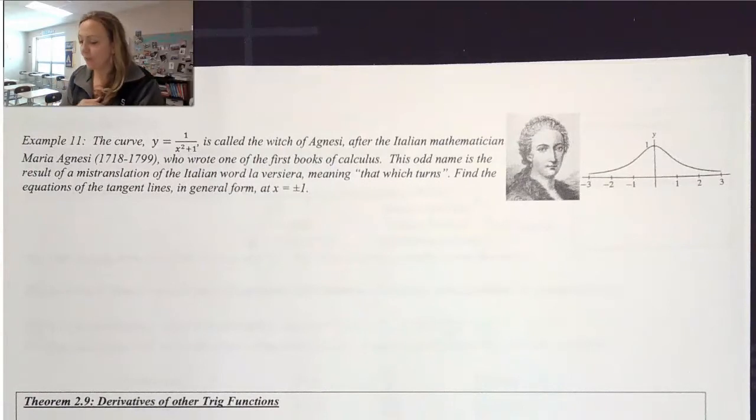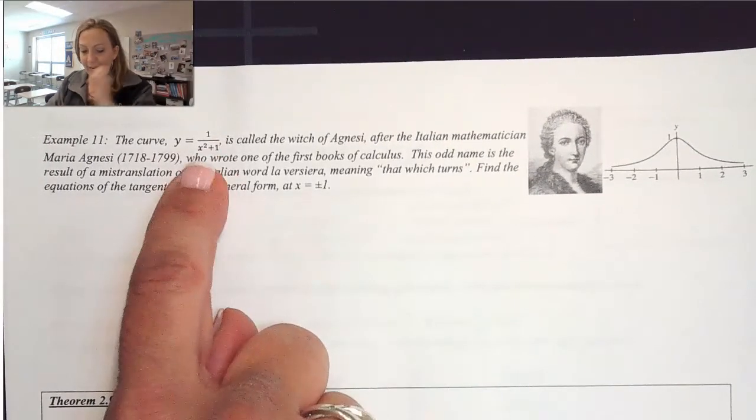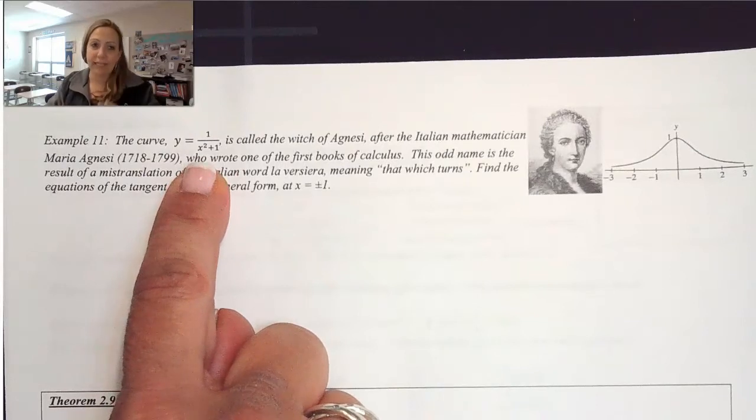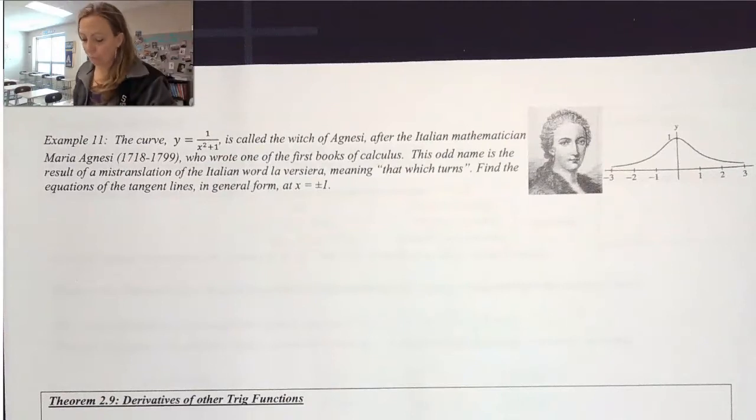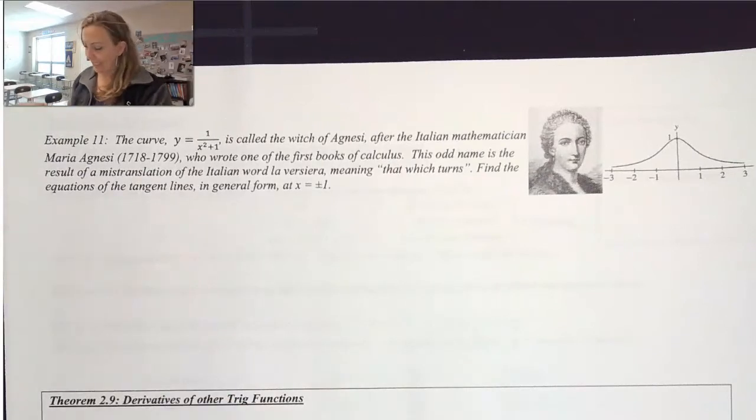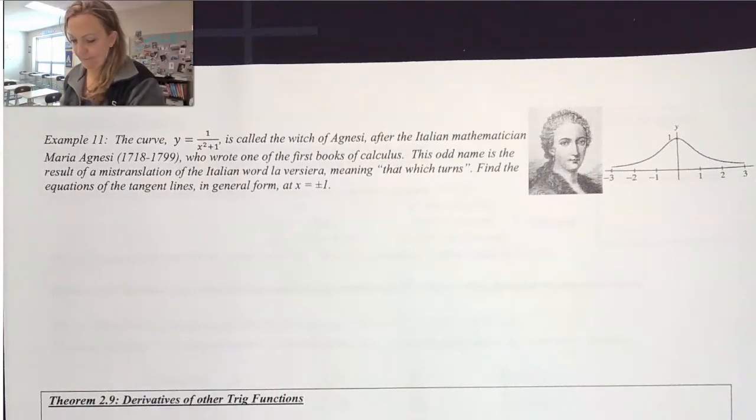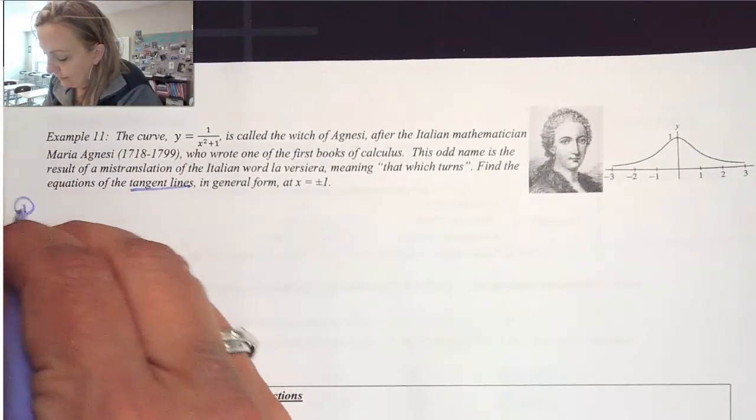Interesting, right? Anyway, it wants us to find the equations of the tangent lines in general form at x equals plus or minus 1. Now that we have the quotient rule, we can utilize it to help us out with this. So the first thing we need to find the equation of the tangent lines is the slope.